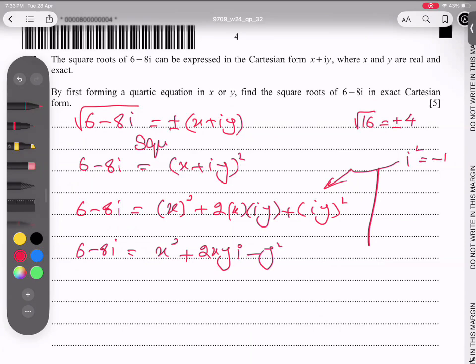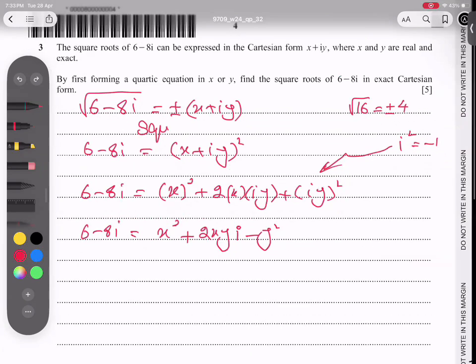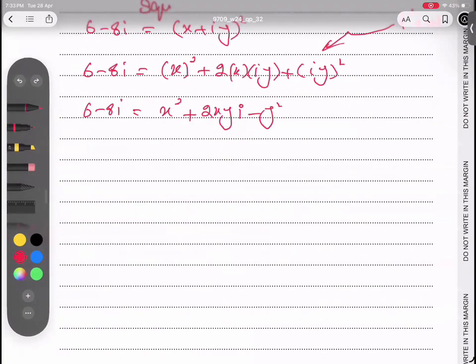Now I'm comparing the coefficients. What does compare coefficients mean? When we compare coefficients, I compare the real part with the real part here, and the imaginary part here.